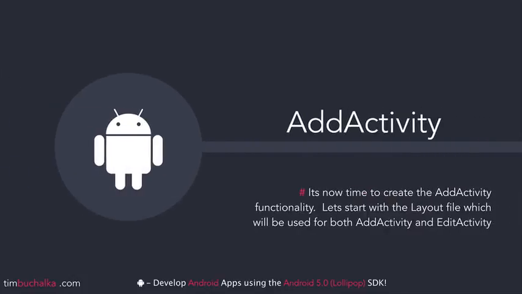So it's now time to create the add activity functionality. We're going to start with the XML layout file, and that file that we're going to create is going to be used for both add activity and edit activity, since it's just going to be using the same fields in both situations. So let's make a start on the layout file.